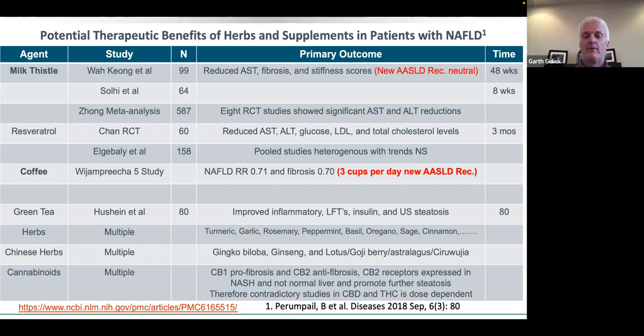Not every person with fat in their liver, but the data actually is impressive. Coffee is associated with a 29% reduction in NAFLD and a 30% reduction in the fibrosis. That's better than vitamin E or pioglitazone if you look at the prior data.